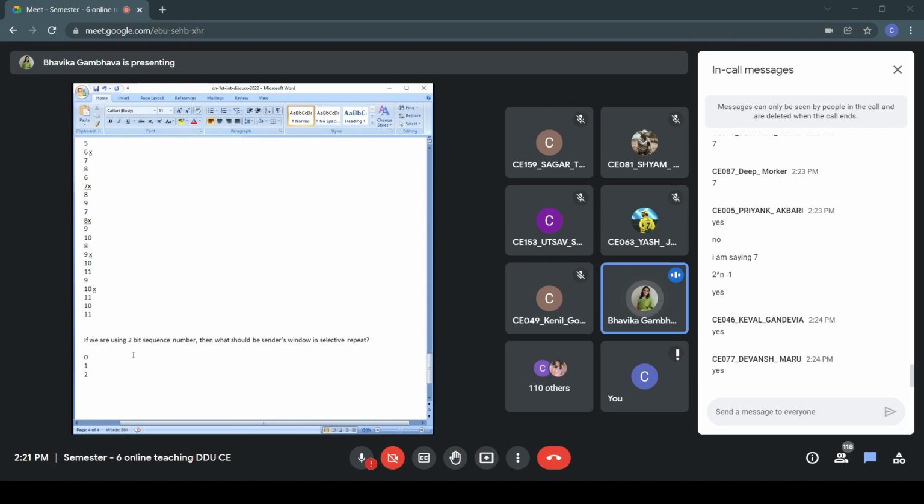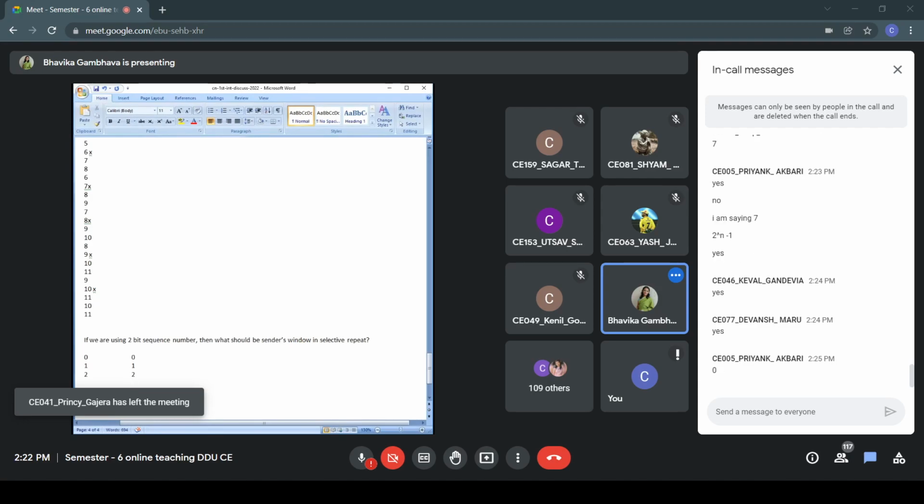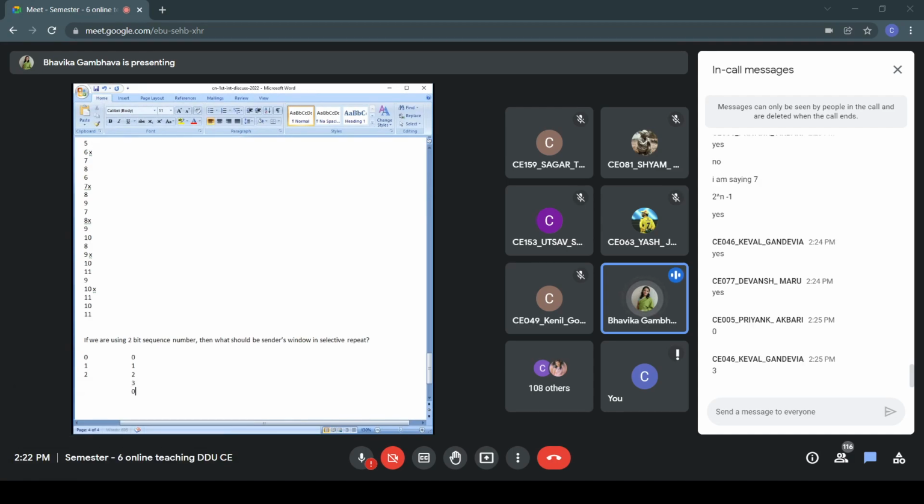And now what is receiver expecting next? Receiver has received 0, 1 and 2. Now what is receiver expecting next? Not 3, not 0, 3. Receiver is expecting 3, then 0 and then 1. Like this is frame number, first frame. This is the second frame. This is the third frame.